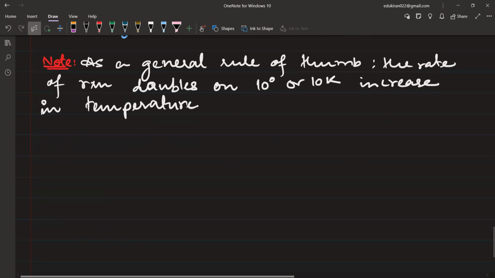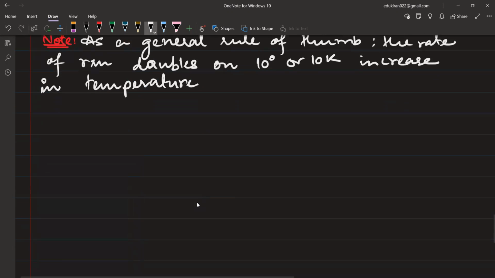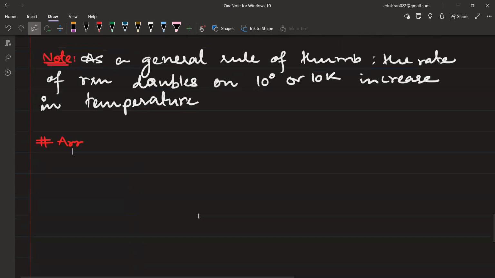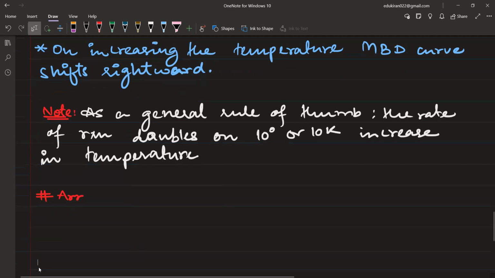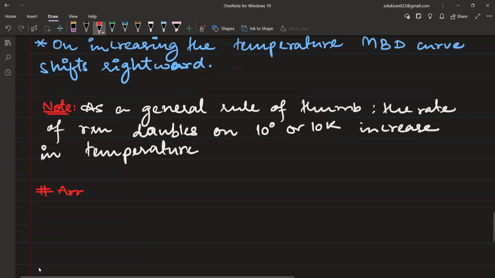Now, right next, Arrhenius equation. Sir, could you show the blue text again? Arrhenius studied how the temperature is going to affect the rate constant, and obviously, since the temperature is going to affect the rate constant, it will further affect the rate of reaction.